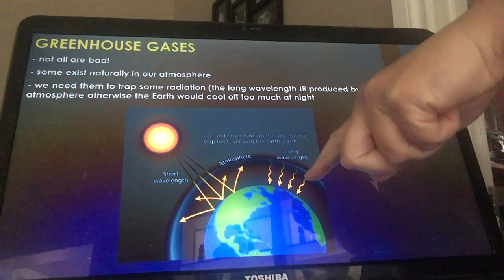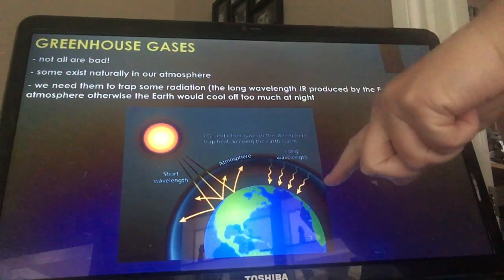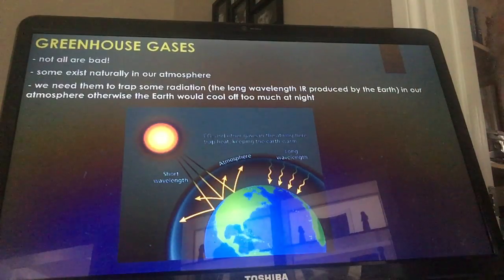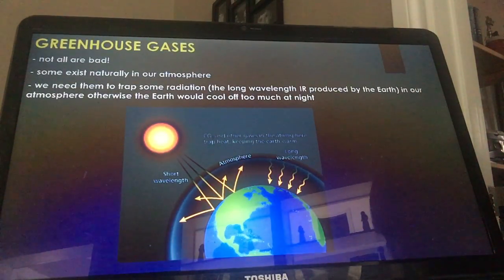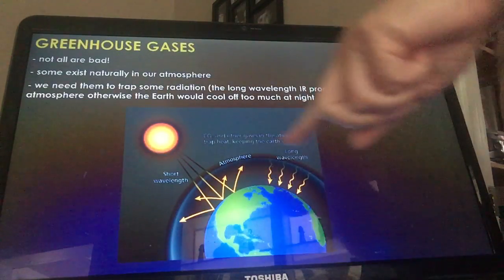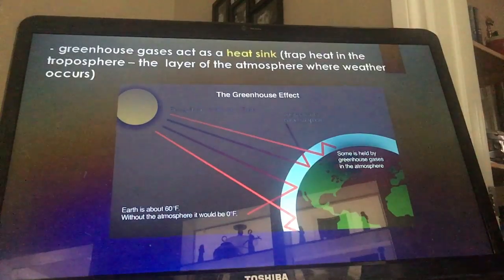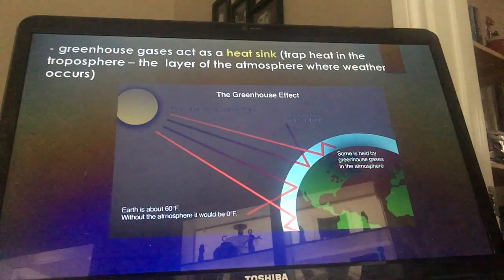That's a good thing. The problem is with human interference and other things, we are trapping too much and we're getting too much of a buildup. We're actually changing our climate and changing the overall global temperature. So that's the issue. But we do need some. It was in perfect balance before we kind of interfered with it. So the greenhouse gases act as something called a heat sink. We talked about heat sinks last lesson.